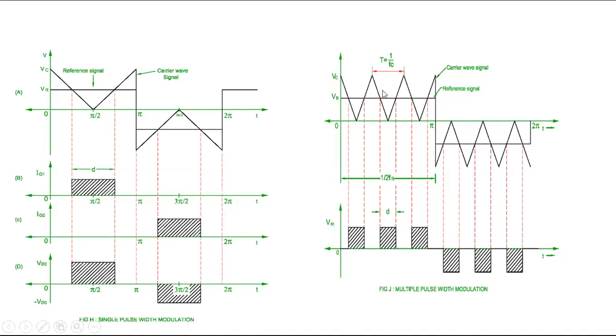Now, one more thing is multiple pulse width. Who is it? Please mute yourself. Anyone? It's Sweta. Okay, right.